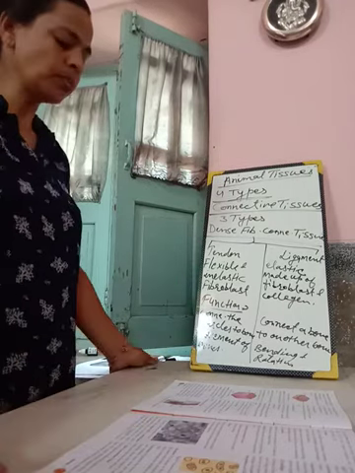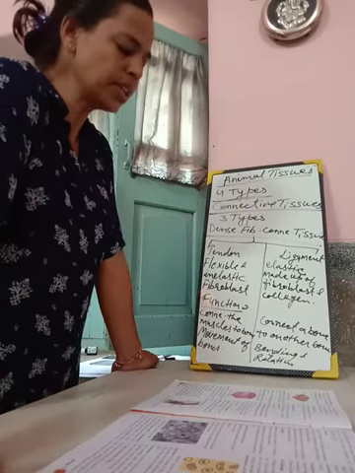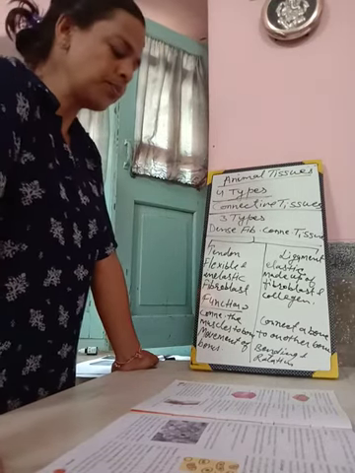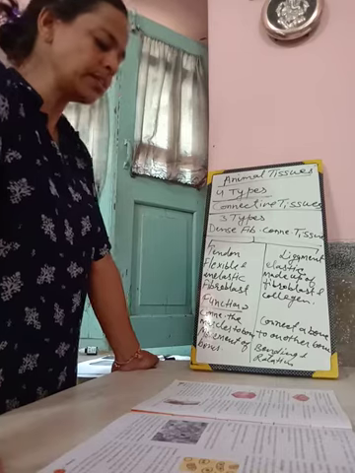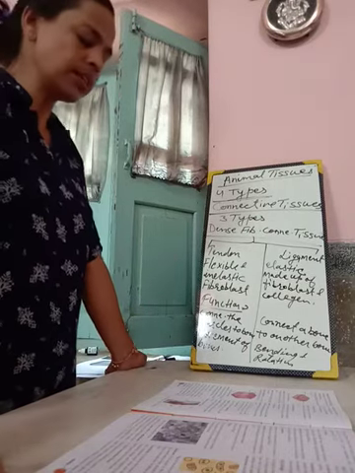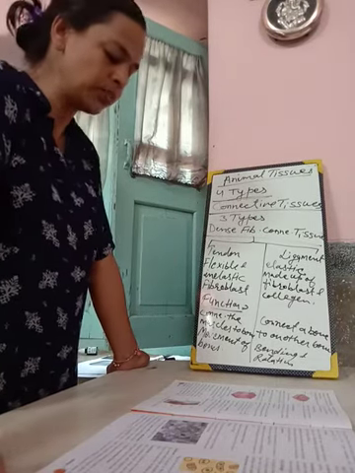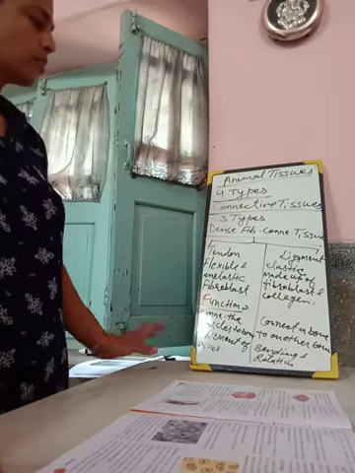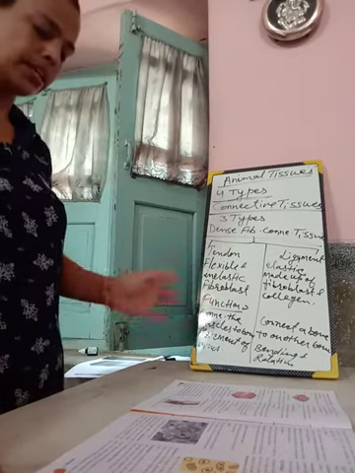This is all about the fibrous connective tissue. They are of two types: loose connective tissue and dense connective tissue. Loose connective tissue is again of two types: areolar tissue and adipose tissue. Dense connective tissue is again of two types: tendon and ligament.